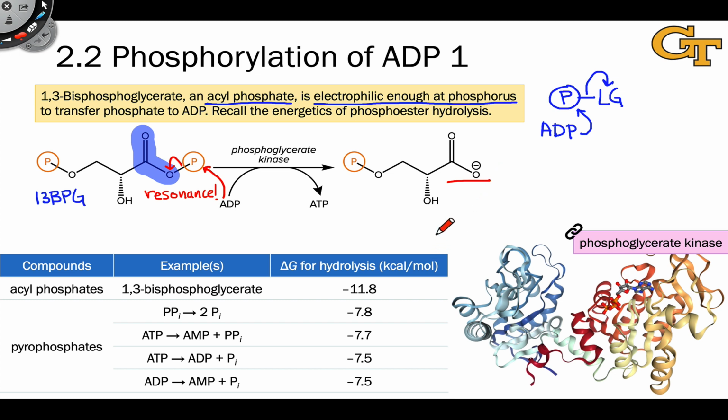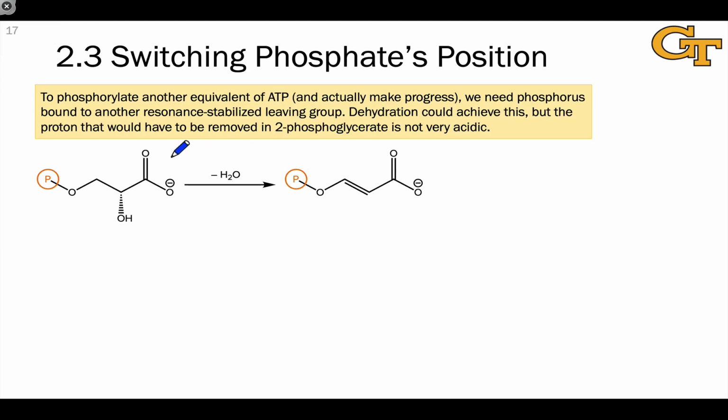We actually see that on the product side with formation of ATP. And this is a favorable process since 1,3-bisphosphoglycerate is phosphorylating ADP. We're moving down the energy ladder here, and the overall process would have a negative delta G. So the key to phosphorylating ADP is to connect the phosphoryl group to some resonance-stabilized leaving group.